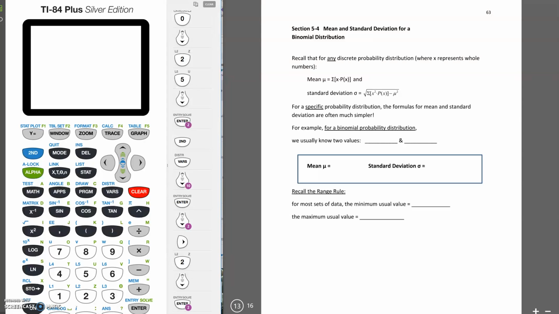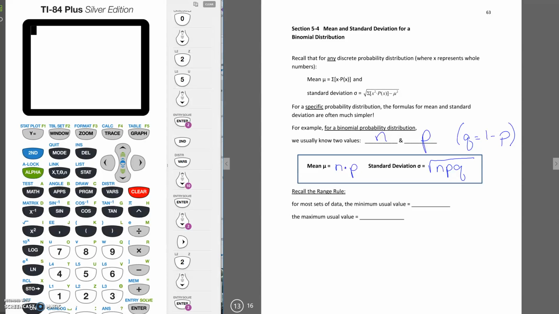So for the binomial distribution, we always know our n and our p. So how many trials and the probability of success. And the mean is just n times p. And the standard deviation is the square root of n times p times q. And remember that q is always 1 minus p.